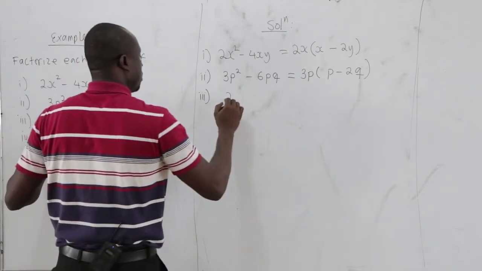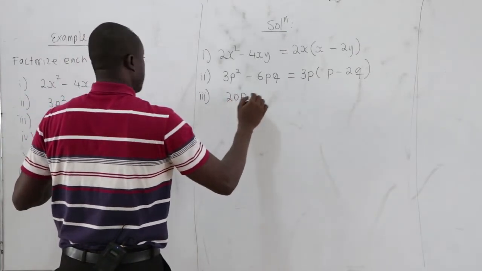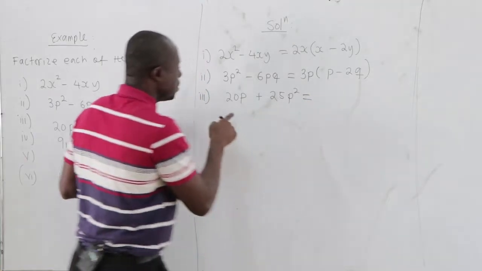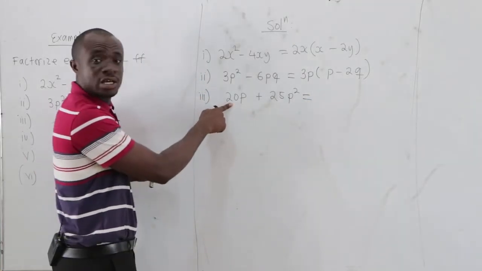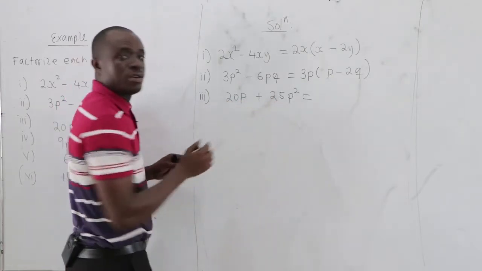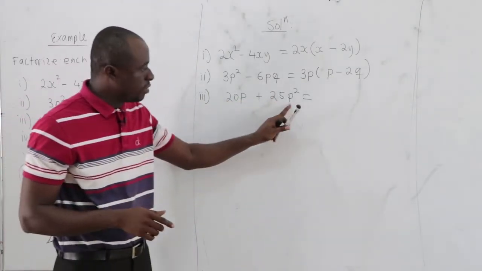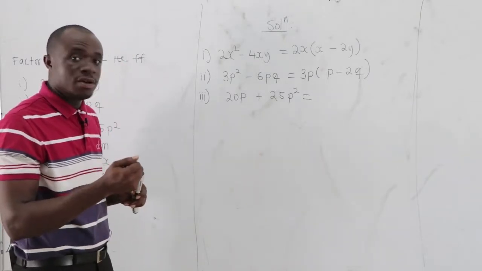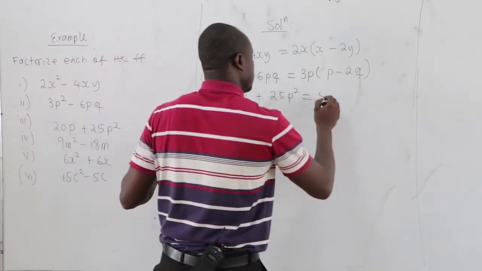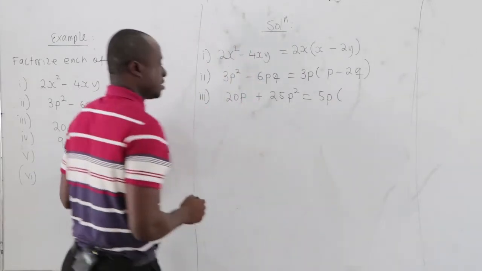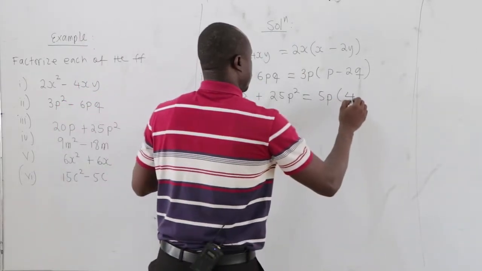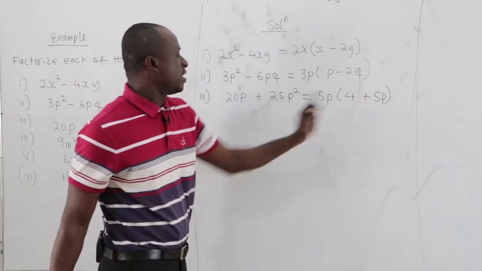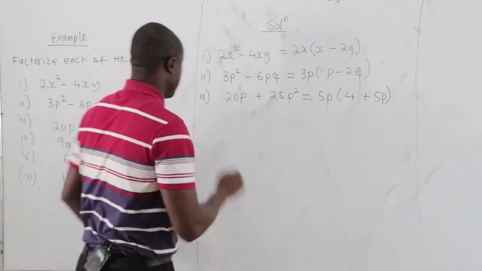Now the third one, we have 20p plus 25p squared. Let's see, 5 is a factor of 20p, 5 is a factor of 25, and we can see p also here, so we can get p here, we can also get p here. So it's telling us that 5p is a common factor. So 5p, common factor out, and we are going to get 4 plus 5p. So 5 times 5, 25, p times p, that is p squared.